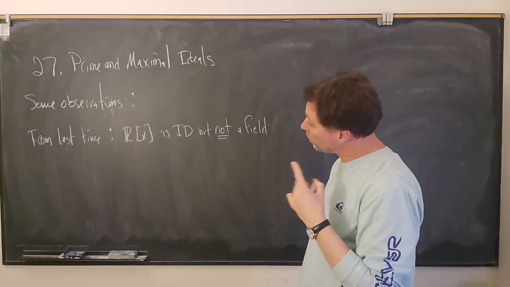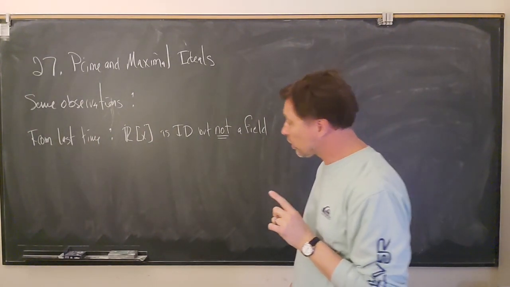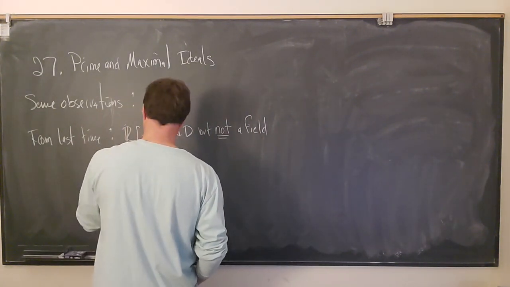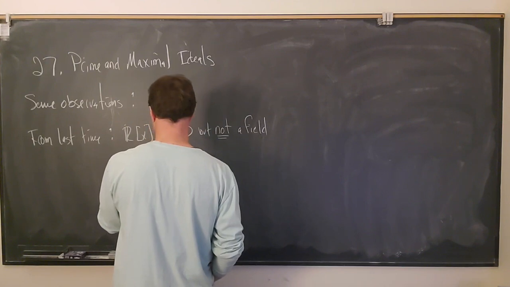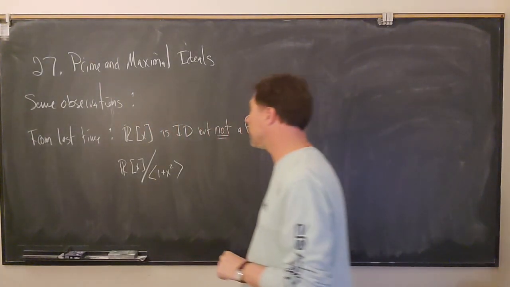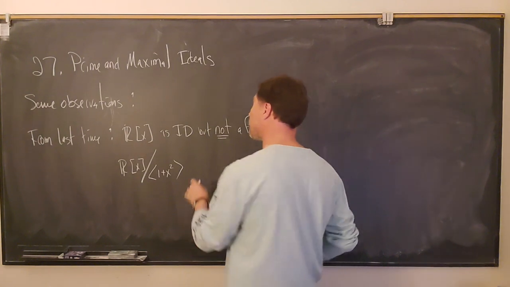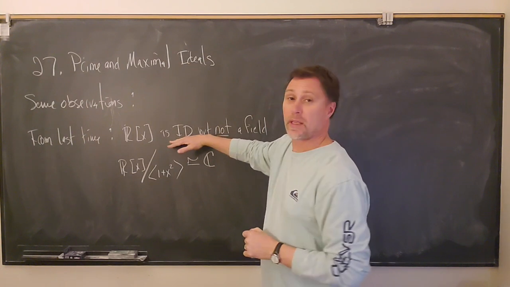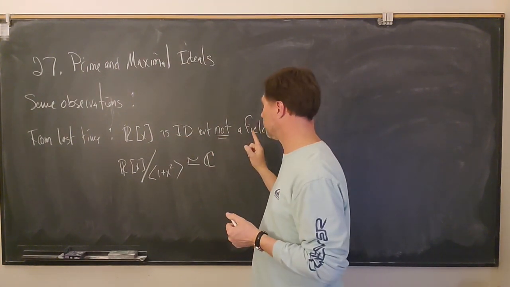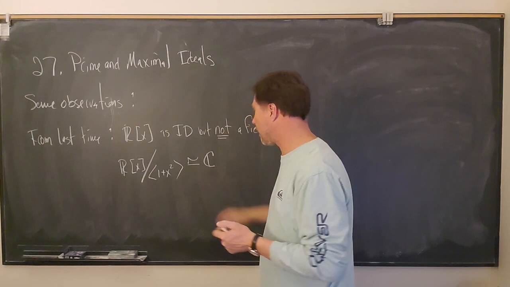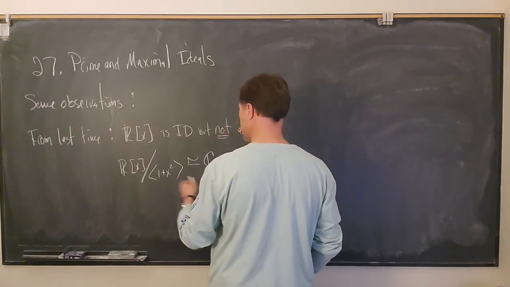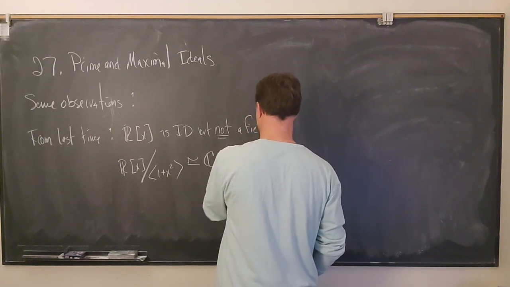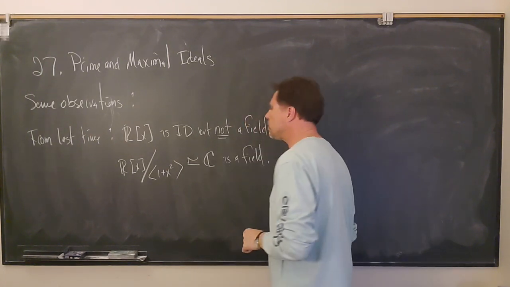Right? And then notice what we did. We took a quotient, so R[x] mod the ideal generated by 1 plus x squared, that turned out to be isomorphic to the complex numbers, which is a field. So we started off with something that was not a field. Yeah, it was an integral domain, but it was not a field. Took a quotient, and we got a field. So this is a field.